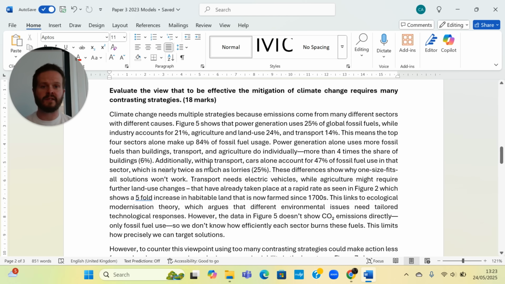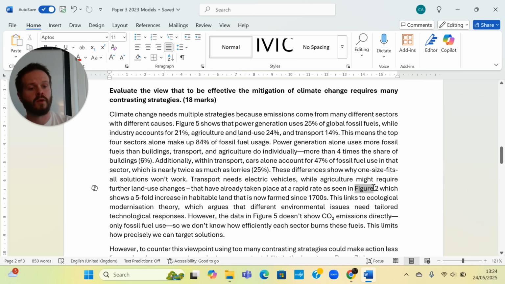So again, we're getting in that data analysis, we're getting in that data manipulation, we're showing the examiner those competencies. So not only are we taking that data and just quoting individual parts of that data set, we're molding it and merging it to better formulate our argument. These differences show why one-size-fits-all solutions won't work. Transport needs electric vehicles, while agriculture might require further land use changes that have already taken place at rapid rates, as seen in figure 2, which shows a 5-fold increase in habitable land that is now farmed since 1700s.